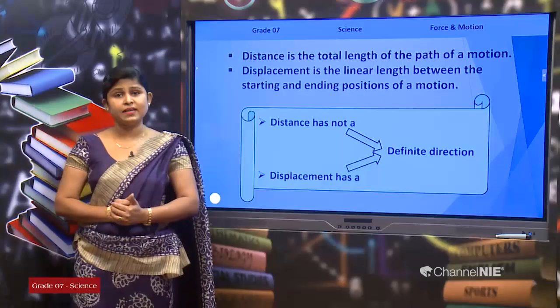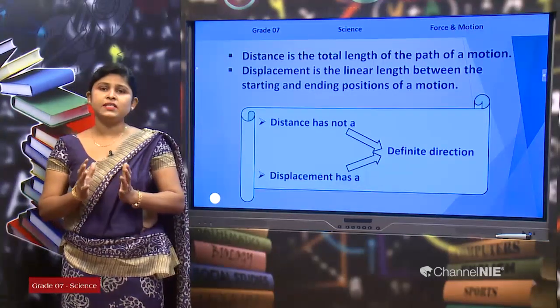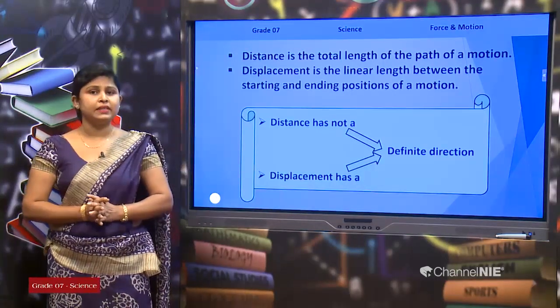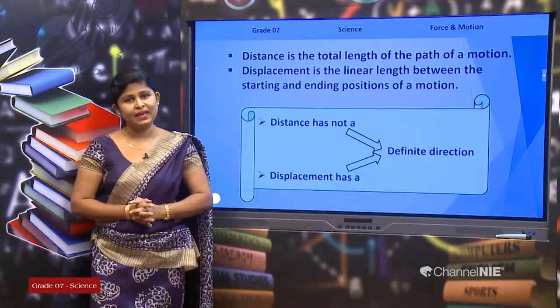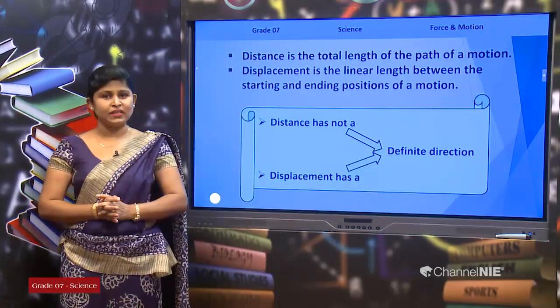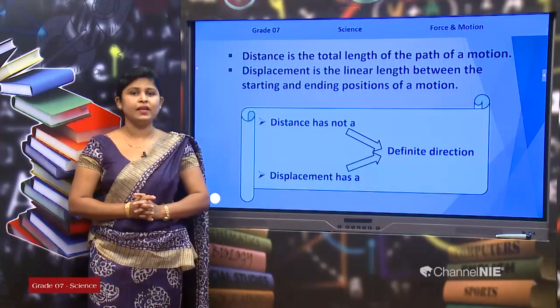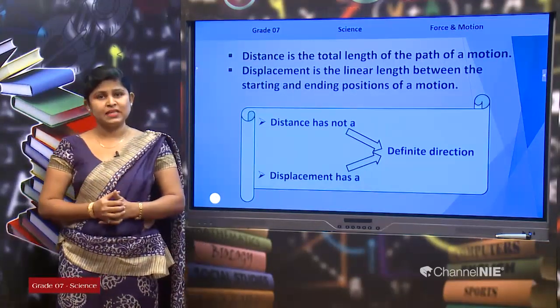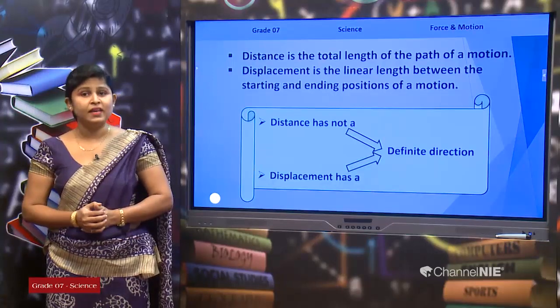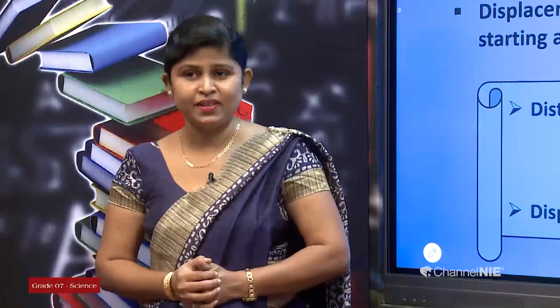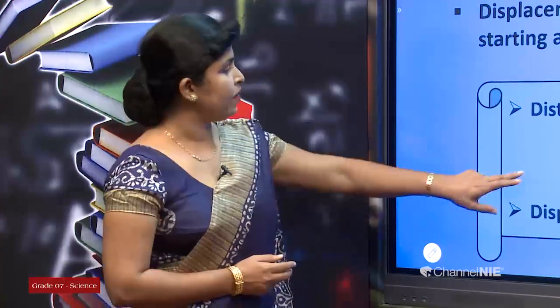So, you have to understand that distance is a quantity without a definite direction, but displacement is a quantity with a definite direction. That is why I told you that when we describe the displacement, we have to indicate the definite direction. Understood? Okay, very good. Let us move on to the next one.